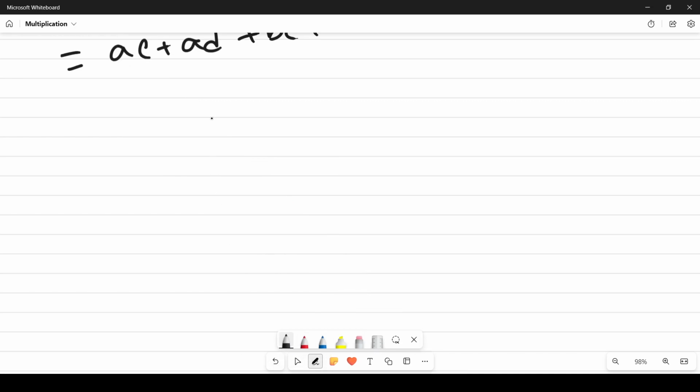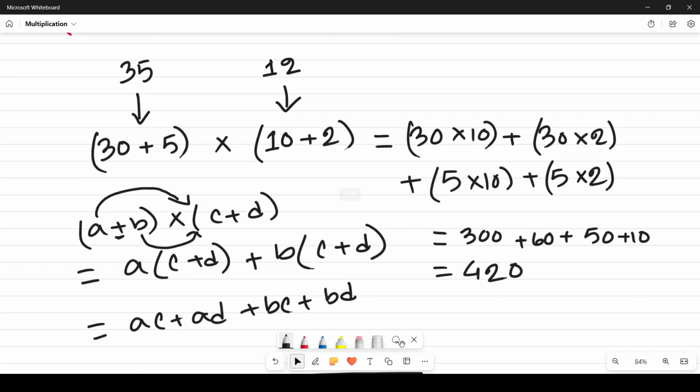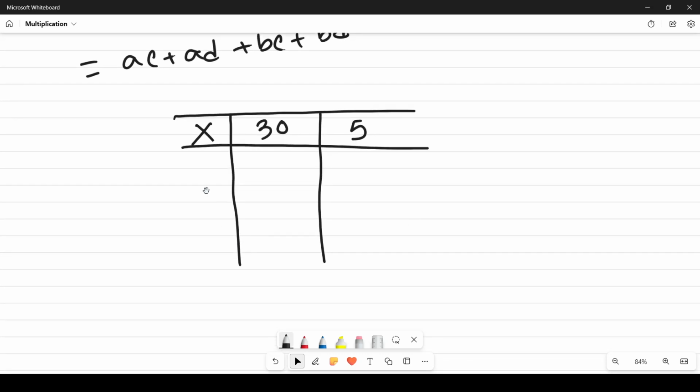There you go. Okay, so let's make a grid for the same two numbers. So this is a grid. Let's put our operator here. So this is the multiplication operator. And what was the number? The first number was 35. So let's put 35. Like we have split the number with its place values. And the second number was what? The second number was 12, I think. Yes, 12. So the second number is 12.